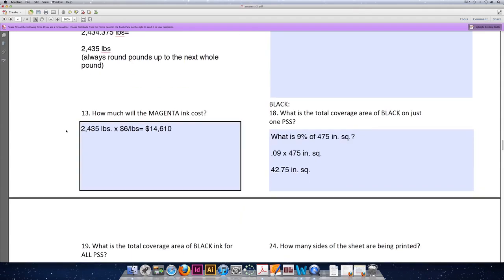Ink is priced at $6 per pound, so 2,435 pounds times $6 per pound means we will spend $14,610 on magenta ink.